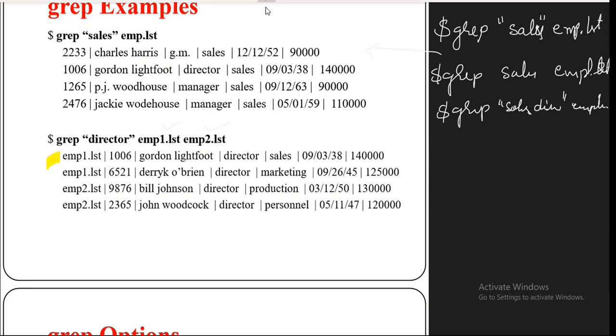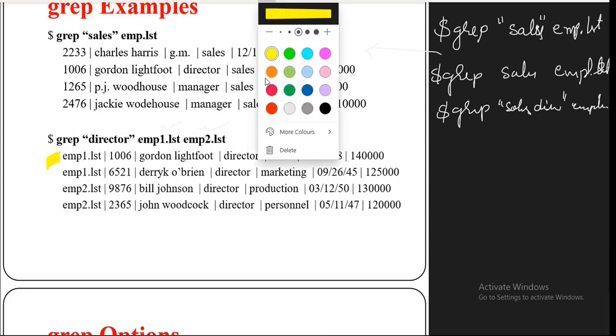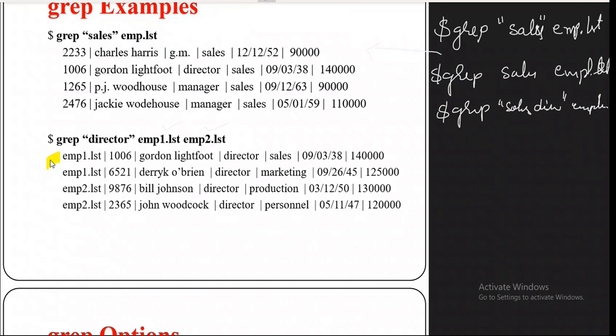Can you see the name of the file followed by that line, emp1.lst, emp2.lst? There are 2 pattern matches found in the first file and 2 found in the second file. That means you can search this particular pattern in more than one file by specifying different file names.